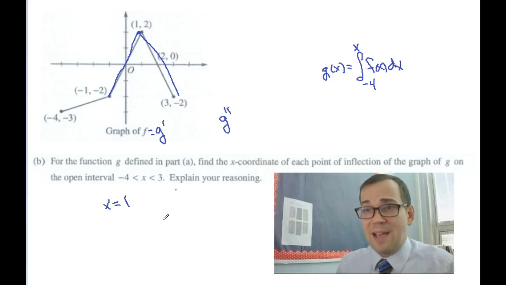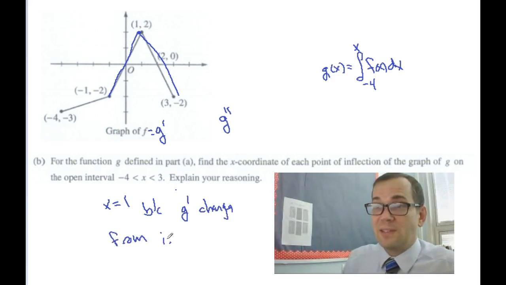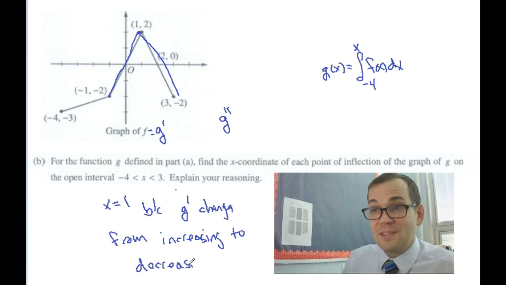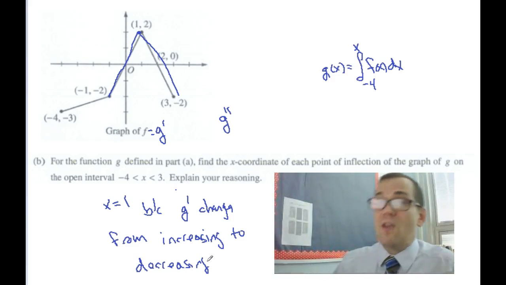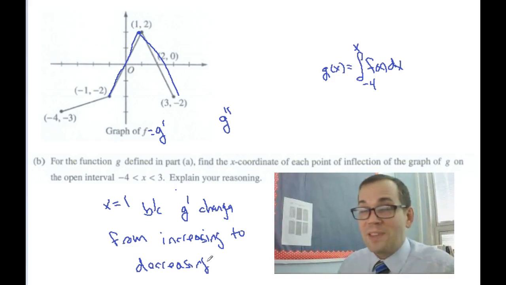Now I don't need to write all that down. I just need to say it happens at x equals 1 because G prime changes from, I'm going to say, increasing to decreasing. And then you can assume that the person reading your paper knows enough calculus to know that, okay, so this kid really gets that if G prime is changing direction, G double prime is changing sign, therefore there's a change in concavity. All right? Hope that's starting to sink in.